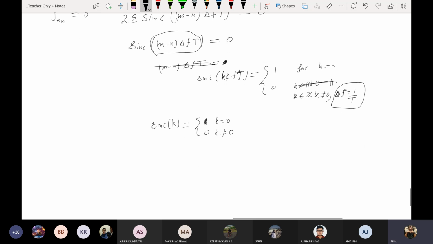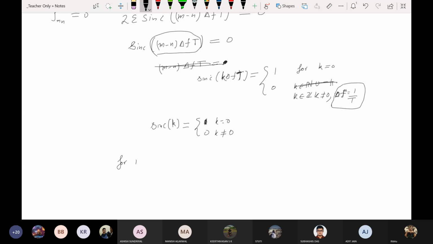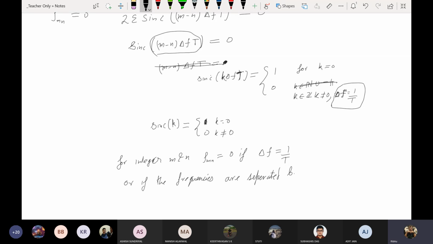So for integer m and n, let me write this. rho_mn equals 0 if delta f equals 1 over t, or if the frequencies are separated by multiples of 1 over t.